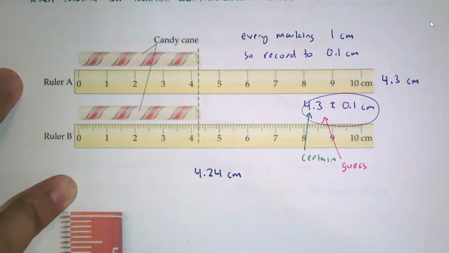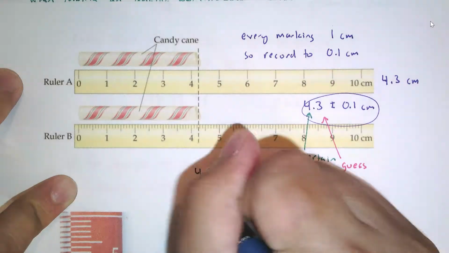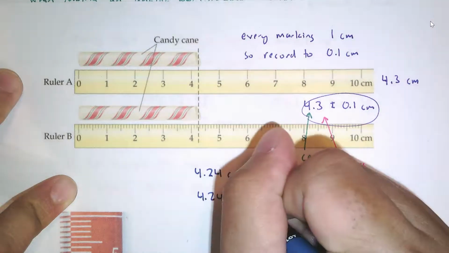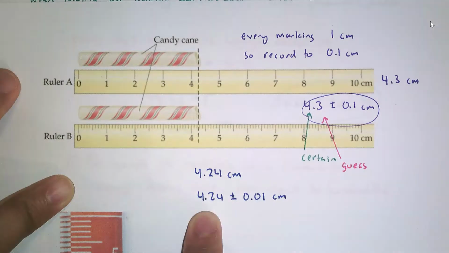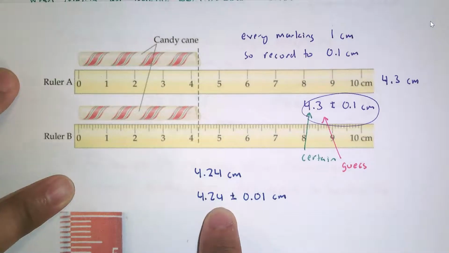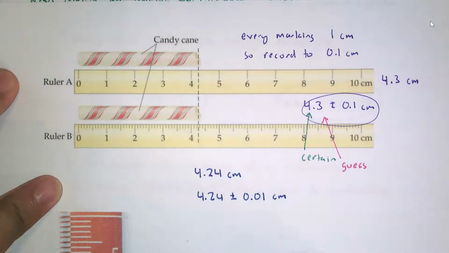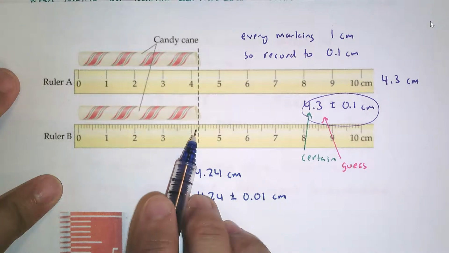I'm going to say 4.24 plus or minus 0.01 centimeters. Again, the 2 is certain, the 4 is the estimate, and if I survey 10 people, I would accept numbers like 4.23, 4.21, 4.25, but I would expect every single person to at least say 4.2, right? Because we're past the second hash mark after the 4.